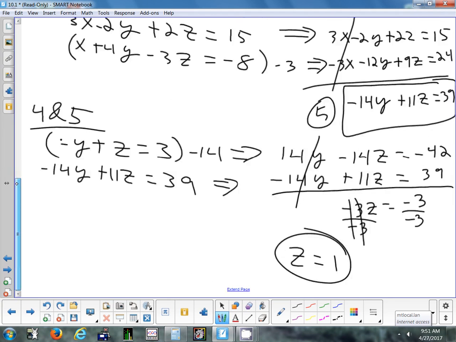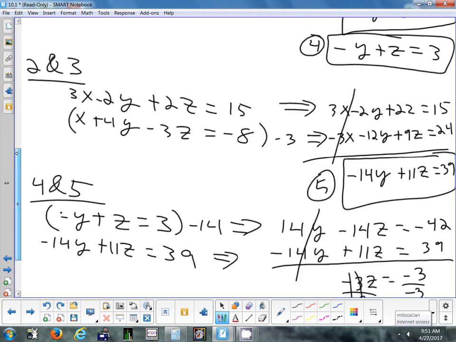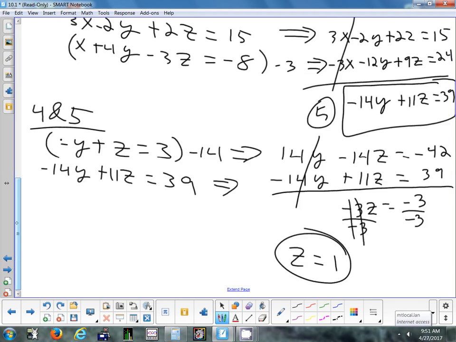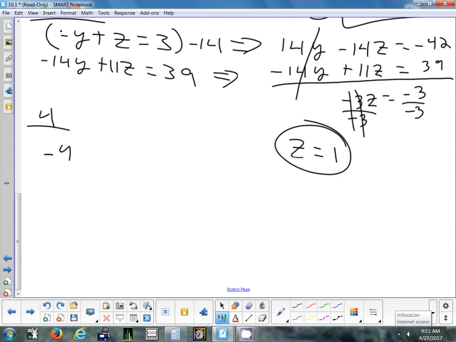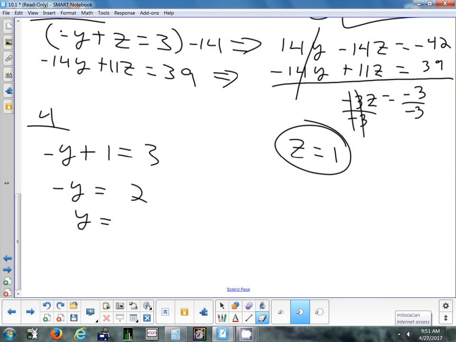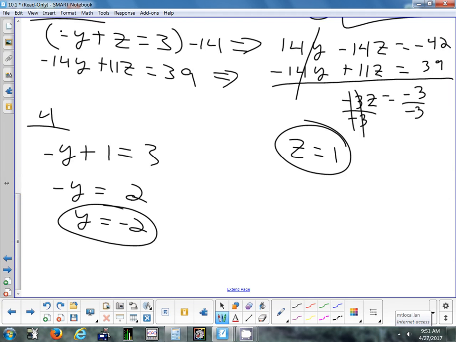So to find y, what equation could you plug back into? 4, right? It should be, just plug in z and solve for y. Okay, so using equation 4, negative y plus z equals 3. What's z? What was it equal to? 1. So negative y equals negative 2. What's y? Negative 2. Okay, so once you get the first letter, the other two are going to come very quickly.